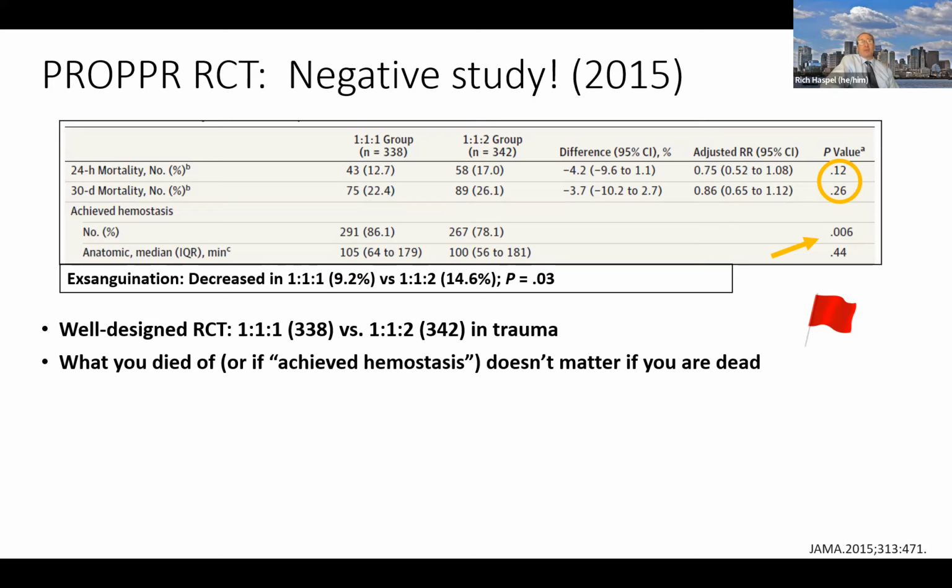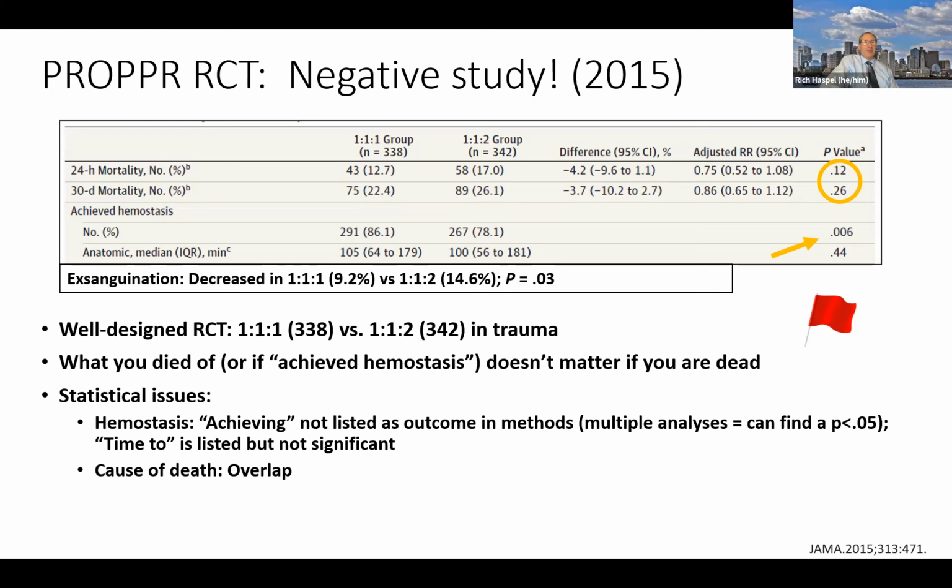Plus, there's that whole issue with secondary outcomes, right? I can just do enough. And what's really interesting is achieving hemostasis was not listed as a secondary outcome in the methods, right? So again, time 2 is listed, but that was not significant. So this has all the flavor of p-hacking and trying to find a variable where I can get a low p-value. And it also, with the causes of death, there was a lot of overlap.